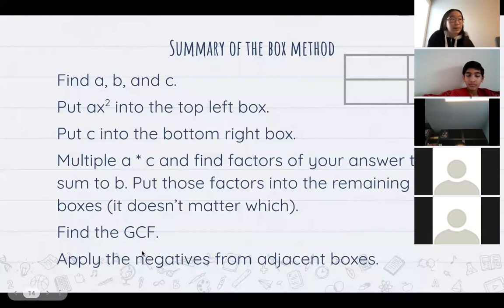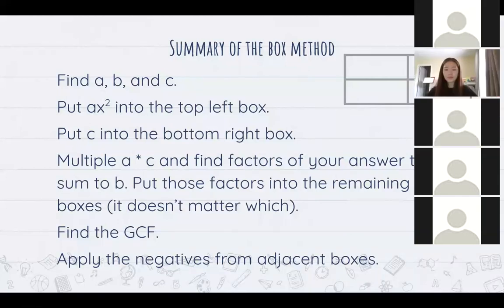Then you find the greatest common factor of the rows and the columns. And then you put in the negatives from the boxes that are next to it. And then you have the factored form.